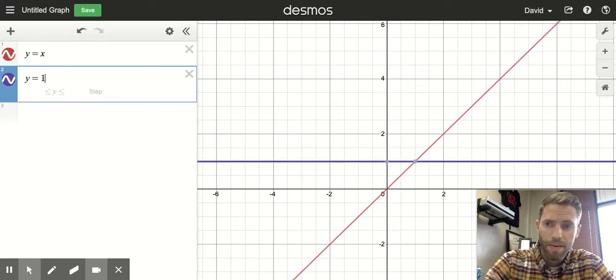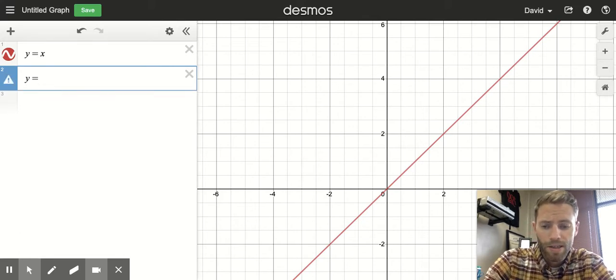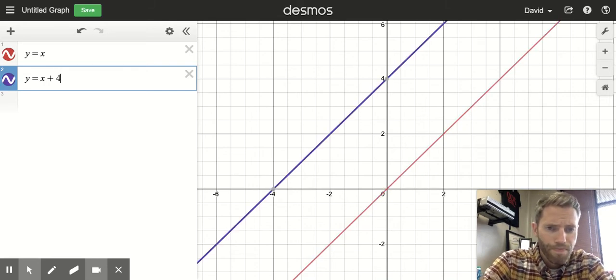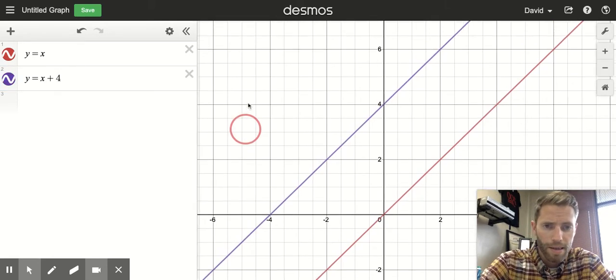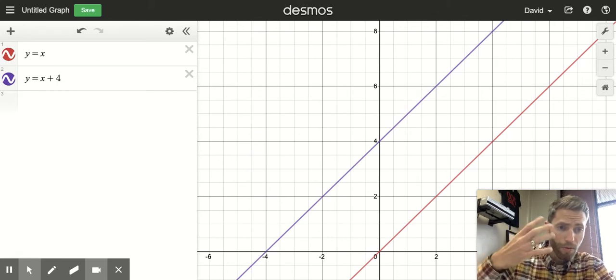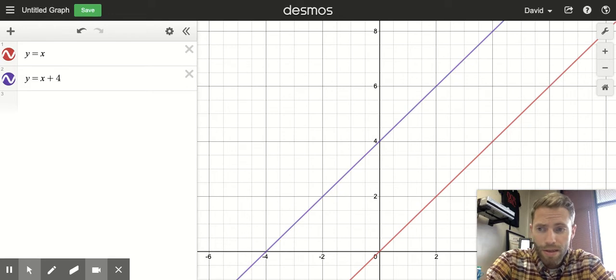Let's see how the graph changes if I tack on something after the x. So I'm going to keep just x still. So I'm going to keep that the same as the parent function. But this time I'm going to go plus 4. What happened here? It looks like it's the exact same line, but it was just shifted up 4 units, right? In geometric terms, that's called a translation. And we learned about that in the beginning of the school year. It shifted up 4 units, okay?